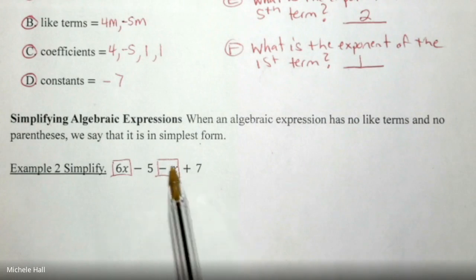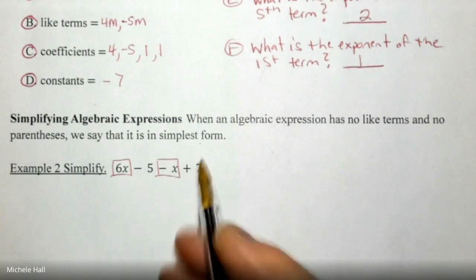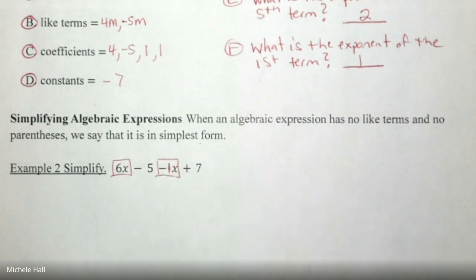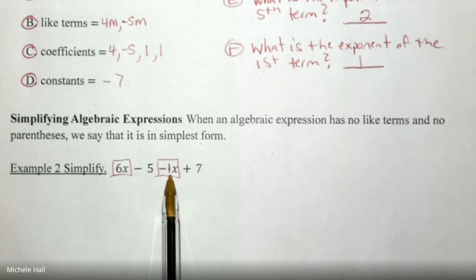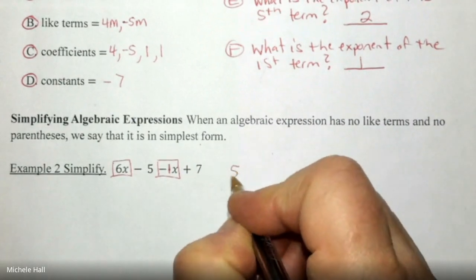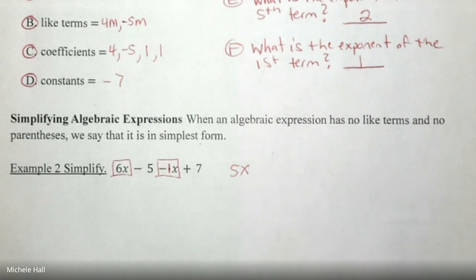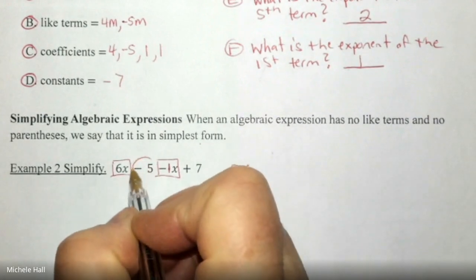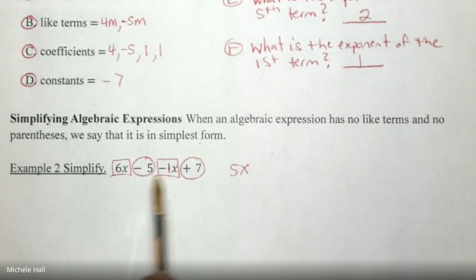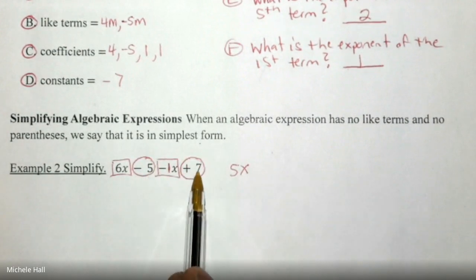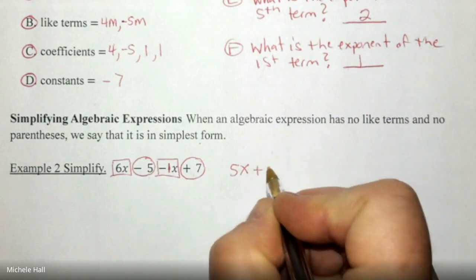What is the coefficient of negative x? Put that 1 in there. So I have 6x minus 1x. That would be 5x. And then I have some constants. Negative 5, positive 7. Negative 5 plus 7, or 7 minus 5, would be a positive 2.